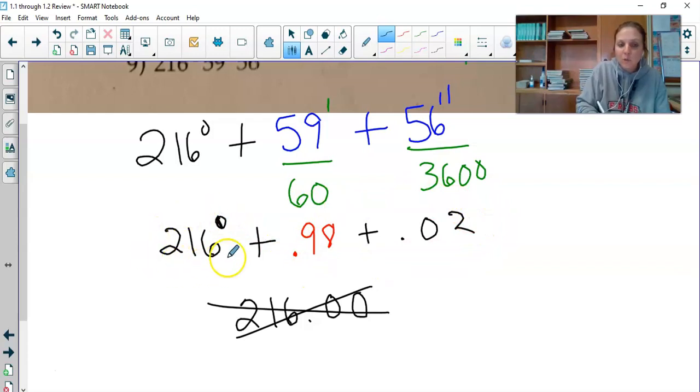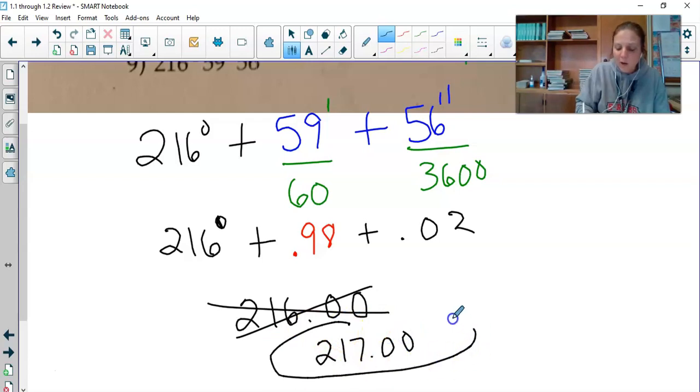So you have the 216 here and another full degree over here. So what you end up having is 217 full degrees. If the directions want you to round it to the hundredths place, you could put 217.00. Otherwise, you can just say 217 degrees.